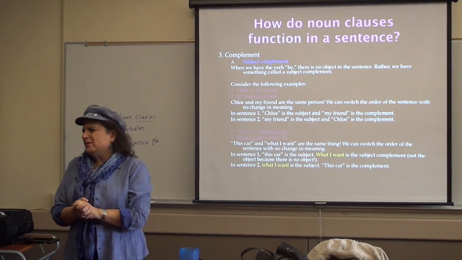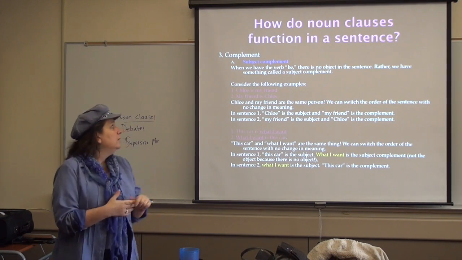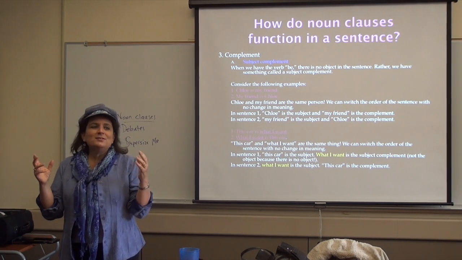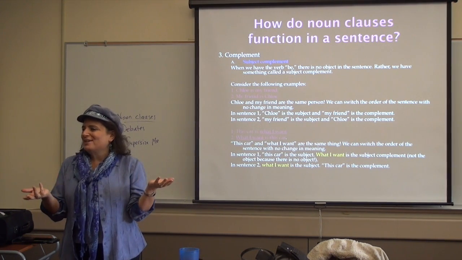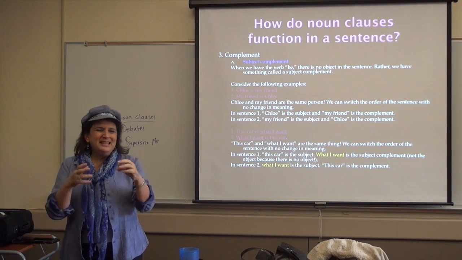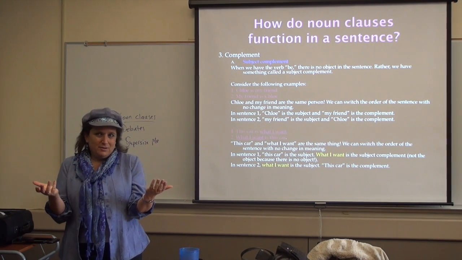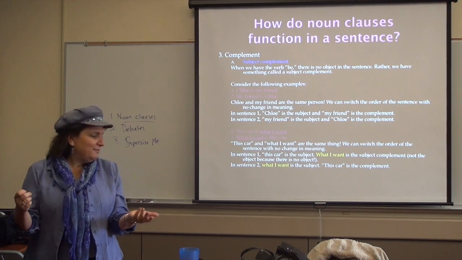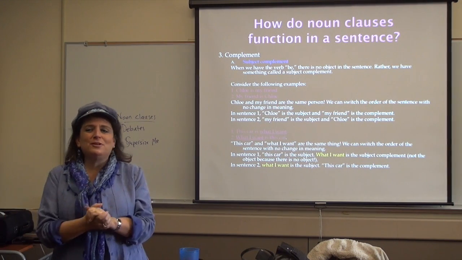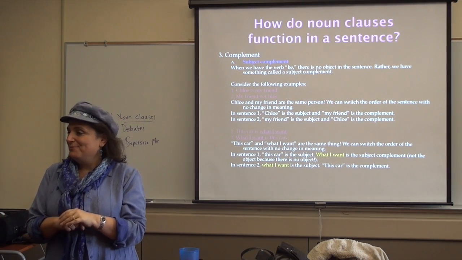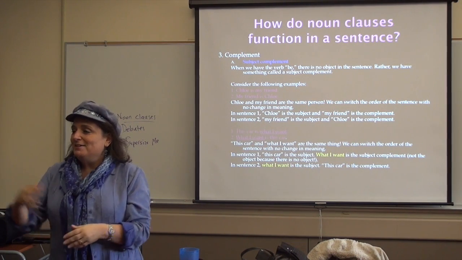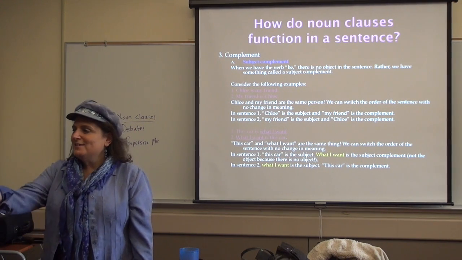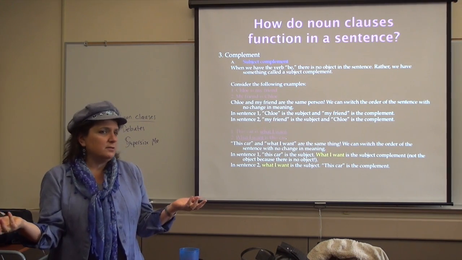Subject complement. I started to mention this yesterday in yesterday's class. When we have the verb be, there is no object. It's not subject, verb, object. The verb be is not followed by an object. You tell me anything that you can say with be that involves an object. If I say, this guy is a good student. This guy, Ricky, is a good student.